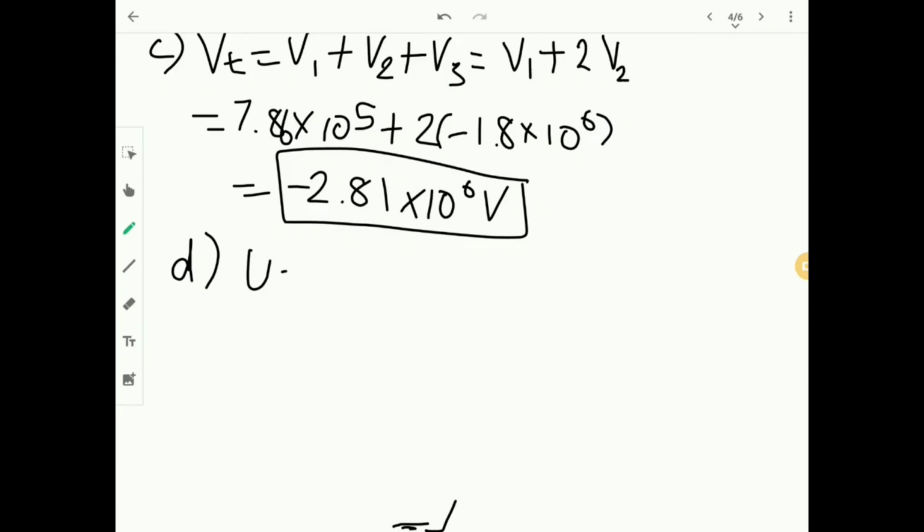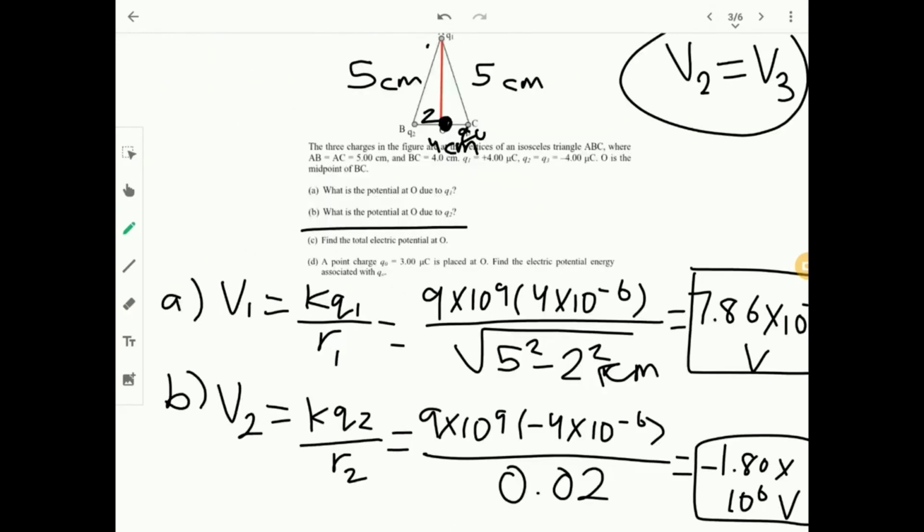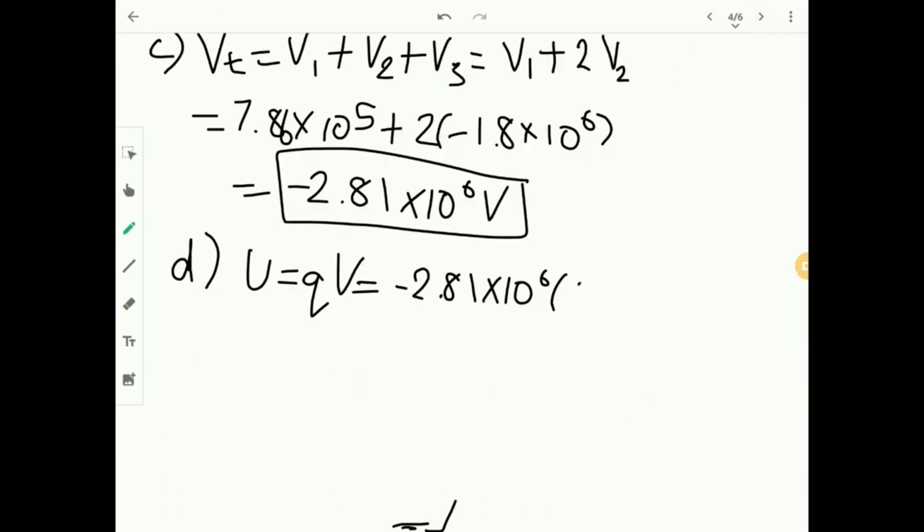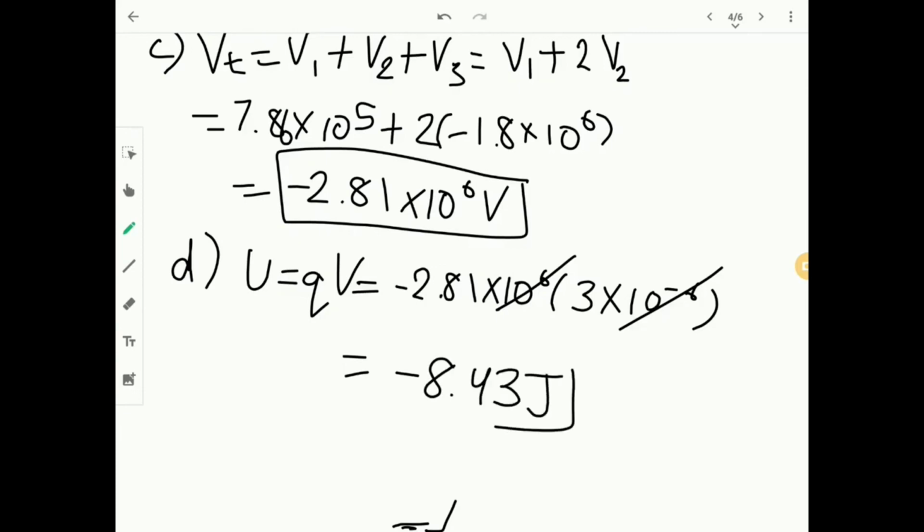U, we're looking for U, is equal to QV. We have the V, minus 2.81 times 10 to the 6. We have Q, it is 3 microcoulombs times 10 to the minus 6. Since the same cancels, it's minus 2.81 times 3. We should get minus 8.43 joules. Not that big of an energy amount, but it's minus 8.43 joules.